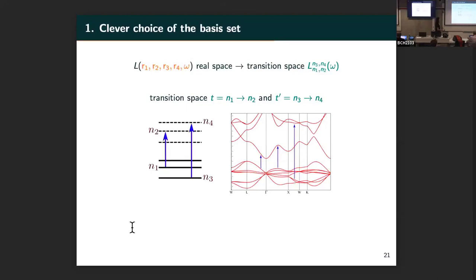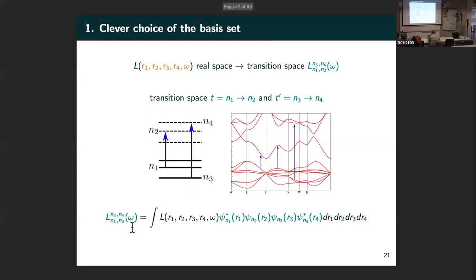What is this transition space? We can imagine that we have our system with occupied and unoccupied states, and we can define as a basis all possible transitions that we can have. In this case, I just consider from valence to conduction. This will mean that we will have all valence states, conduction states, and also different k-points. And with this, we can multiply by the wave functions in this basis, and we will get our L defined in terms of transitions.